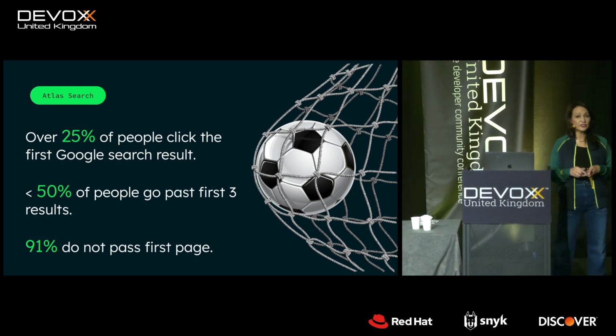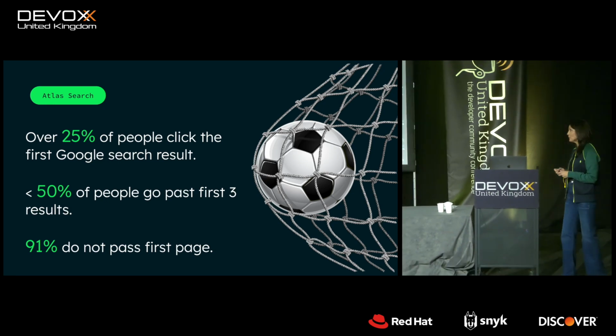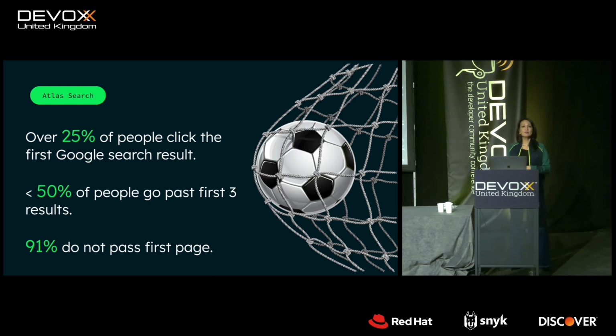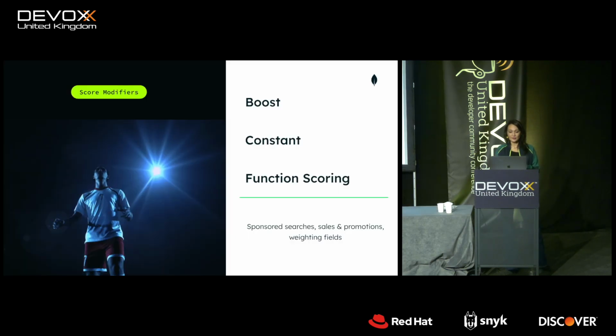And it's important to use different score modifiers because research has shown that people don't really go past the first 3 results, and nobody really goes past the first page. So to be a good search artist, you want to make sure that you're getting the right results to your users, so they're going to be coming back to you.